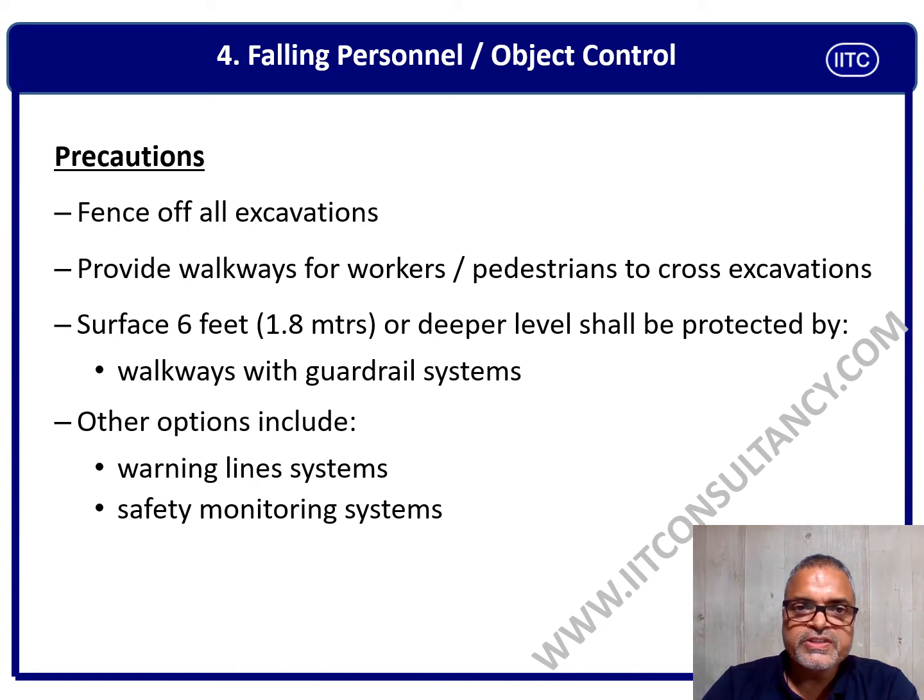A few precautions for falling personnel and object control. Fence off all excavation edges and areas. If possible, do hard barricading. In excavation, only hard barricading is required. Soft barricading may not be helpful. Provide walkways for workers and pedestrians to cross the excavation. Excavations 6 feet or deeper shall be protected by walkways with a guard rail system.